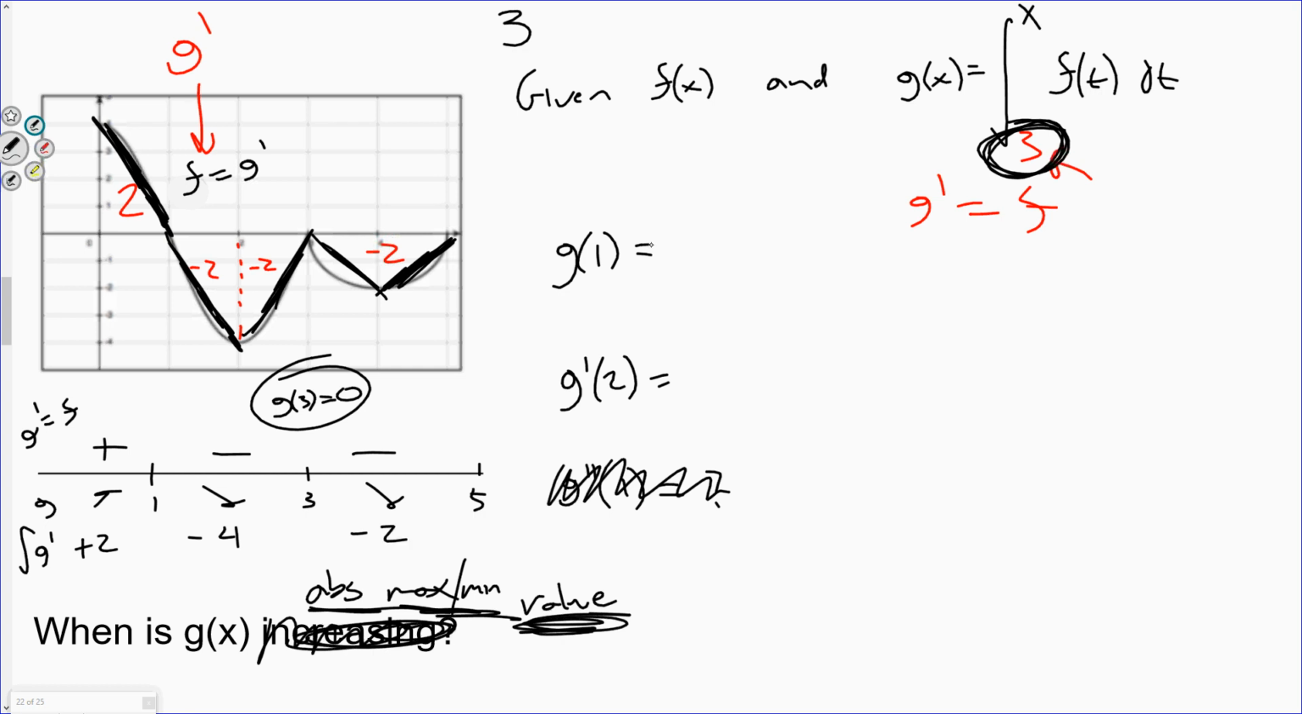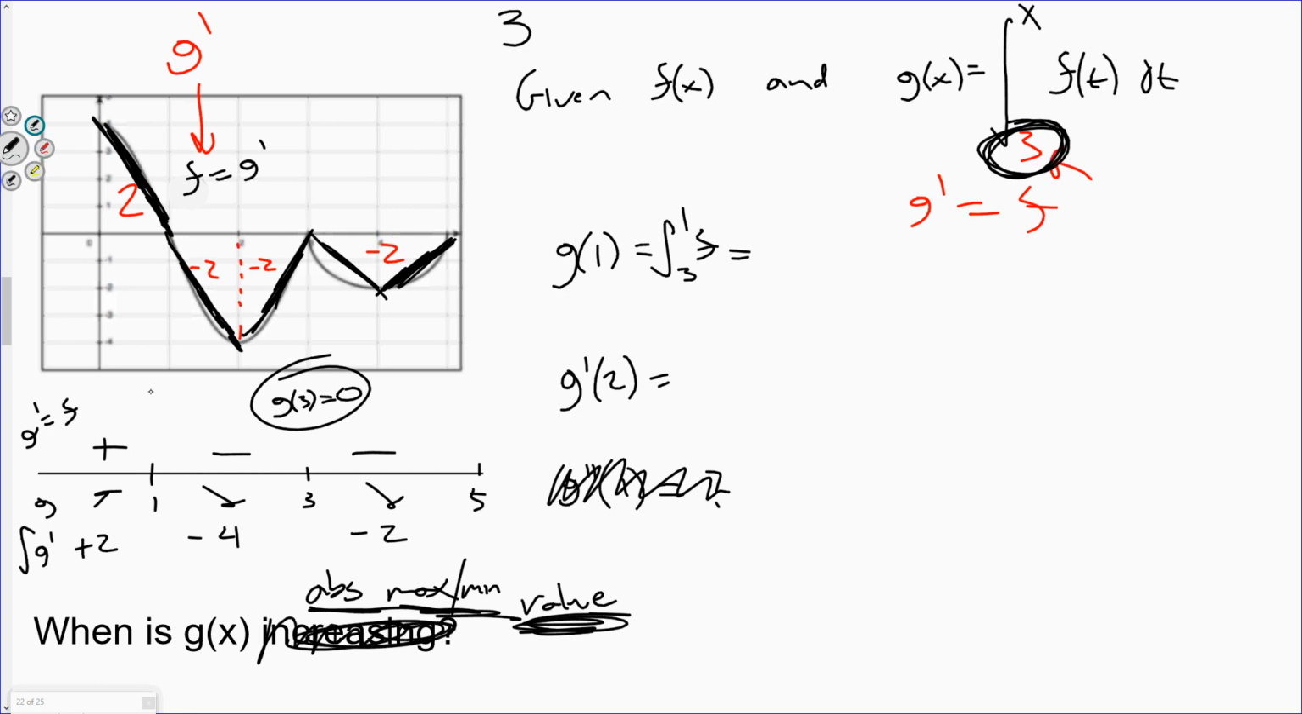I asked you what G of 1 is. Sure, you can go integral from 3 to 1. This is probably what you need to show. But look at what you have. You have G of 3 is 0. You subtract 4 to get there. Oh yeah, it's going to be the opposite from 1 to 3 as it is from 3 to 1.